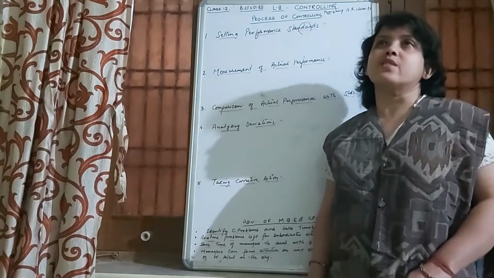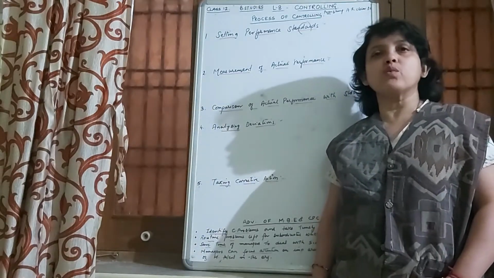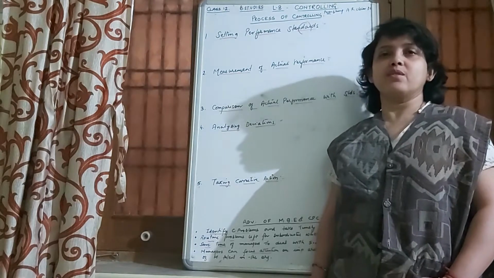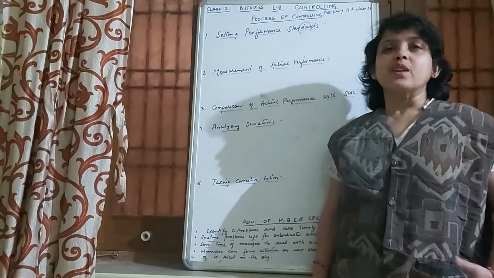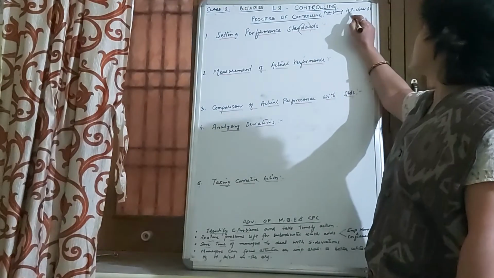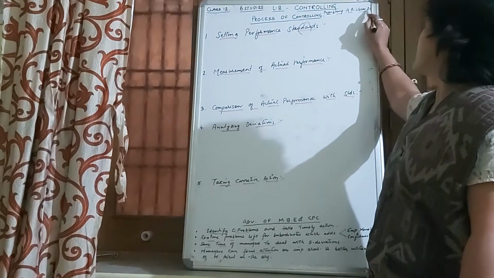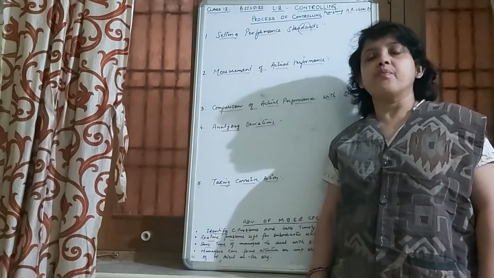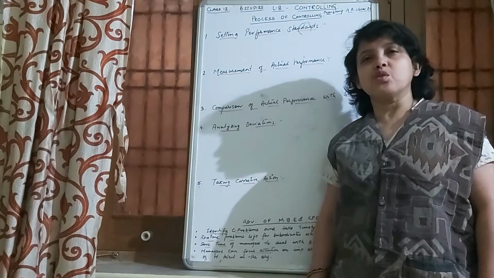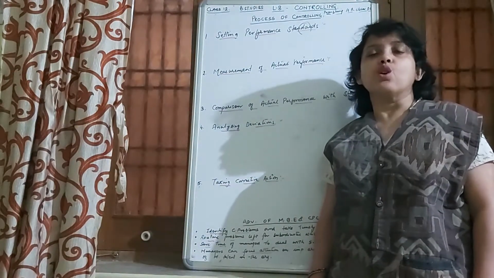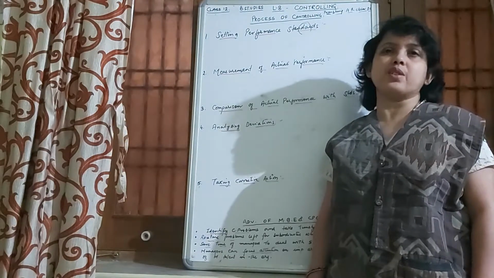Now all of us have learnt about controlling. What is controlling? Controlling is a process, we have learnt. Process of bringing actual results and desired results closer together. So what is that process that brings actual and desired results closer together in the organization?